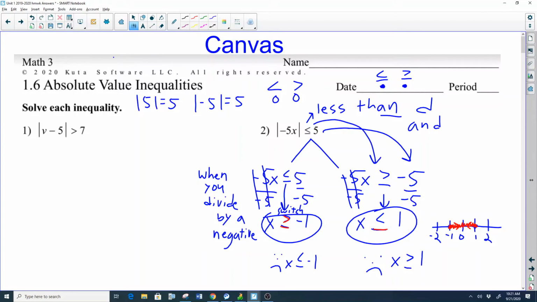So this could have been written as a compound inequality, right? We could have said x is less than or equal to 1, which is true because that's the statement right there. But then we could have taken this one and it says all numbers x greater than or equal to -1. Showing you so much in one problem.